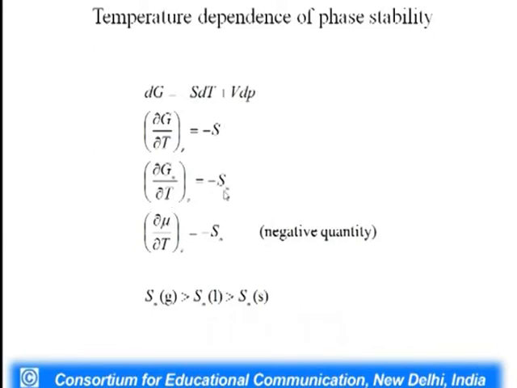Since S is always positive, always greater than 0, S_m is positive, and so minus S_m is negative. What does this tell you? The chemical potential decreases on increase in temperature. The chemical potential of any substance decreases on increase in temperature, since this is a negative quantity.